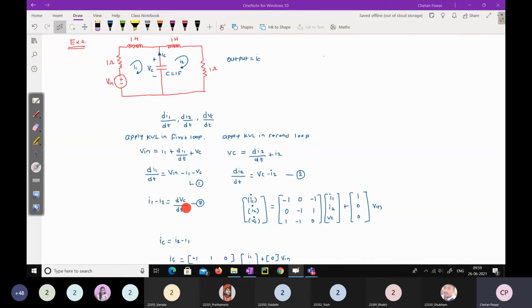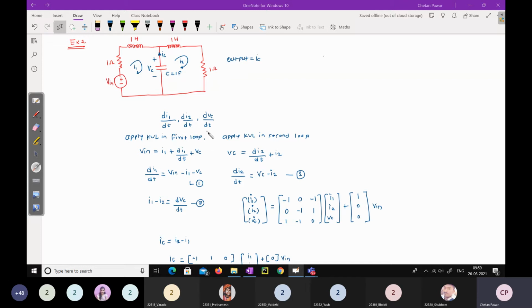So the third equation will be I1 minus I2, so there is 1 into I1 minus 1 into I2. And there is no VC term in this equation, so that will be 0 into VC, and input is also 0. Like this, these three terms are there. First, identify the state variables that are I1, I2 and VC, and then form the state space representation.